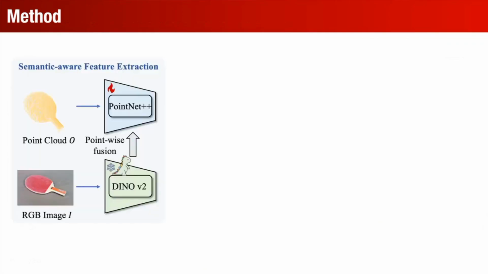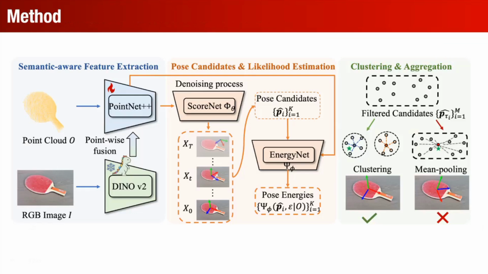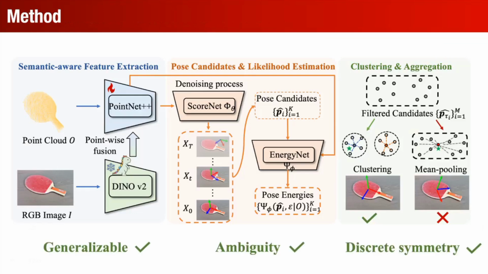To address the challenges of this diverse, large-scale dataset, we developed a generative category-level 6D object pose estimation approach comprising three key elements. First, we employ semantic-aware feature extraction, merging semantic information from pre-trained DINOv2 with geometric features from PointNet++. Then, we predict the object 6D pose using a diffusion-based model, addressing ambiguity. Finally, we resolve discrete symmetries through a novel clustering-based aggregation method.